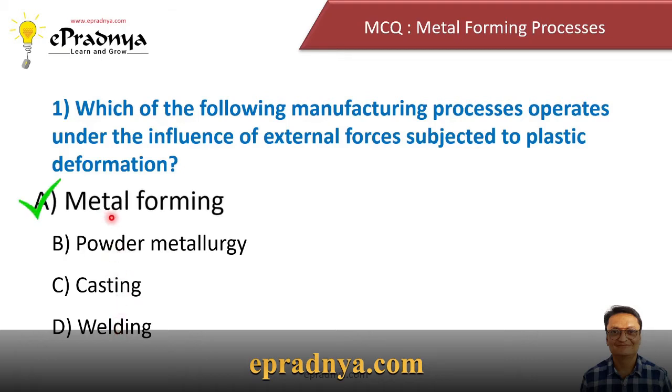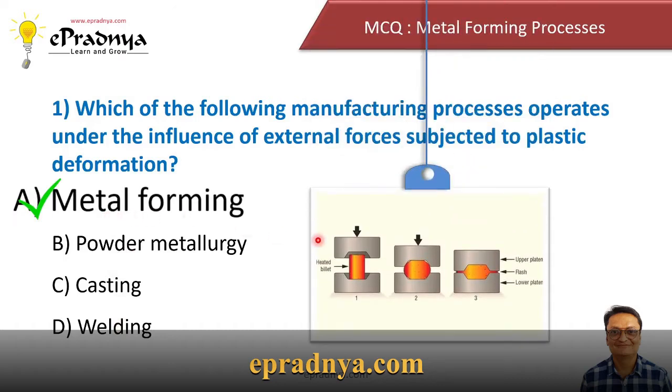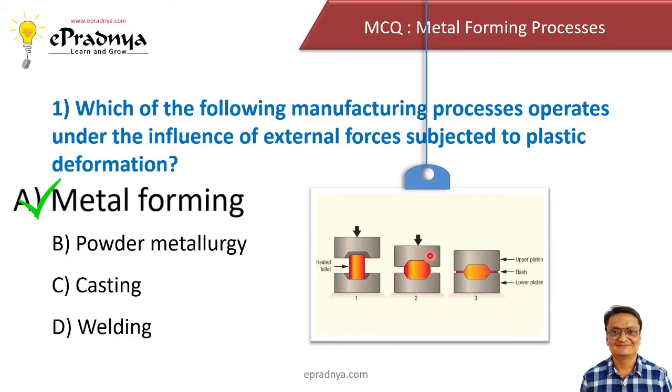Now, metal forming is a process, or a group of processes, in which we change the shape and size of a material with the application of force, and which is subjected to plastic deformation. Here is an example of metal forging, right? The forging operation we carry out by applying a compressive force on this metal, and we change the shape of this material by the application of external force.